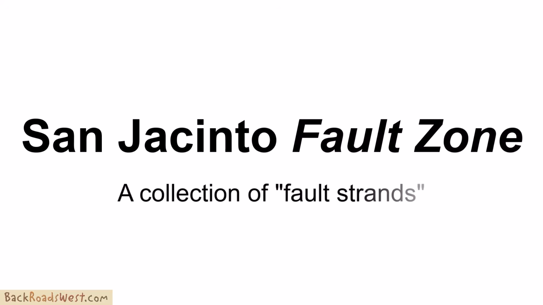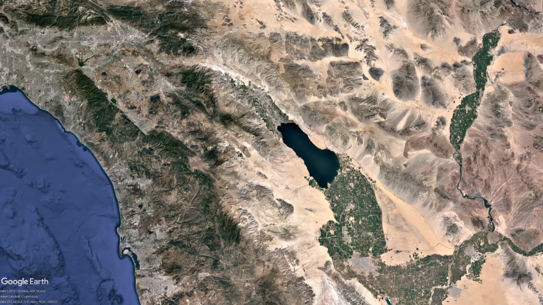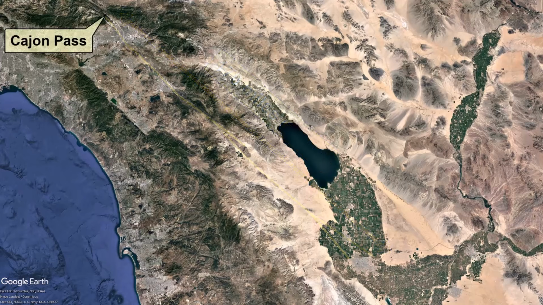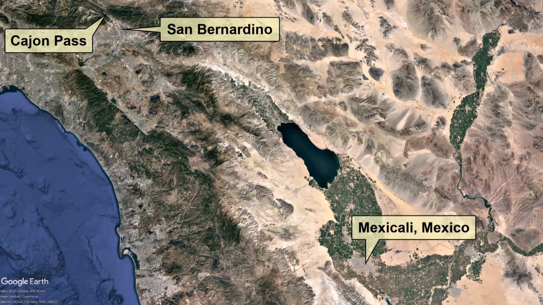The San Jacinto Fault, officially called the San Jacinto Fault Zone, is a complex collection of major fault strands that make up an obvious mark or line on the Earth's surface. It's about 170 miles, or 280 kilometers, long. This zone stretches from the Cajon Pass, just northeast of San Bernardino, all the way into Mexicali, Mexico.